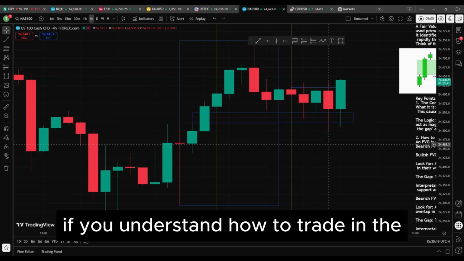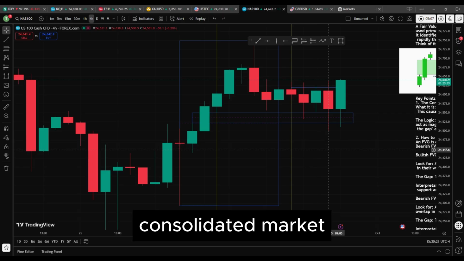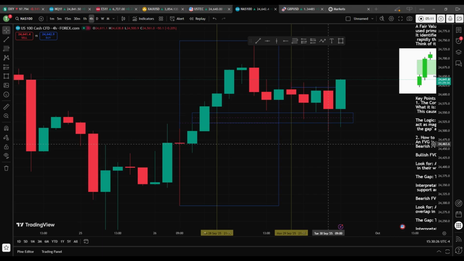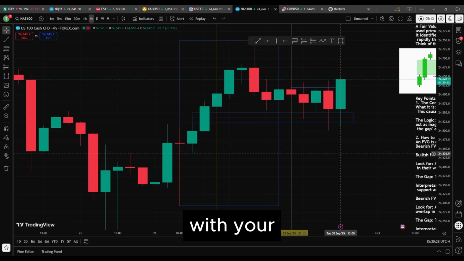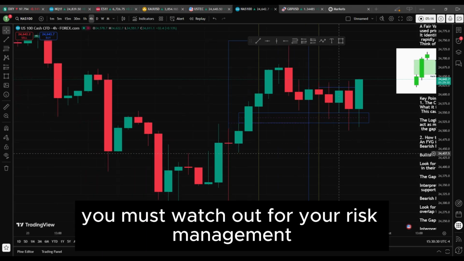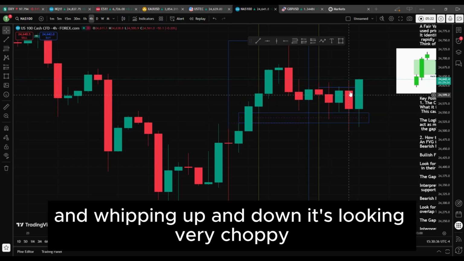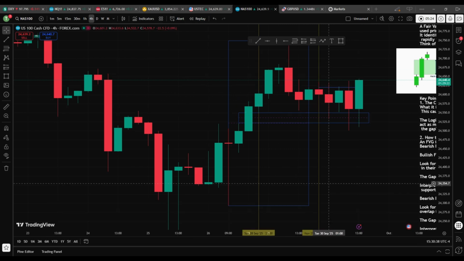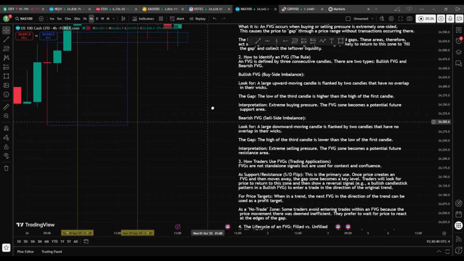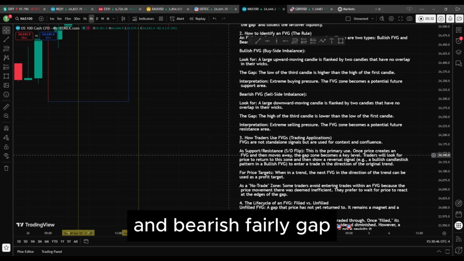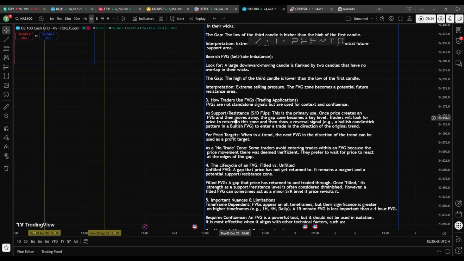If you understand how to trade in a consolidated market, you can still take your trades, but we must watch out for risk management, especially when price is consolidating and whipping up and down. It's looking very choppy in here. So we may get to understand what a bullish fair value gap and a bearish fair value gap is.